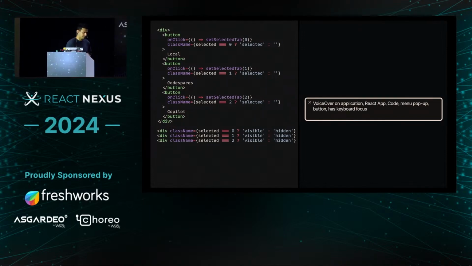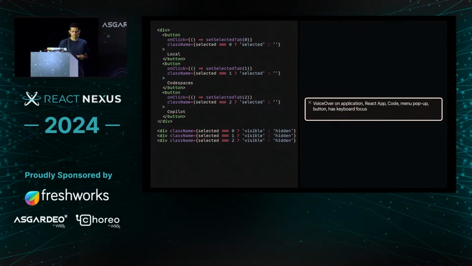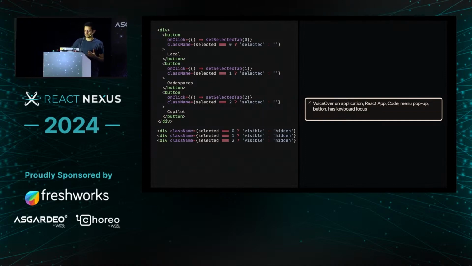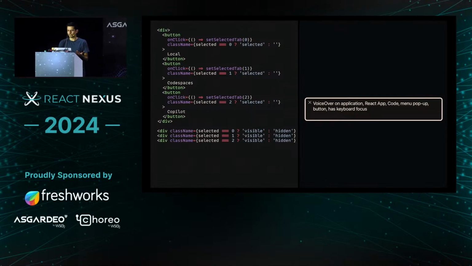VoiceOver on application, React app. All right, so that's how VoiceOver starts. To give you context, it announces where you are. We are in a React app. Code, menu pop-up, button, has keyboard focus. It tells you where the keyboard focus is right now. So in our case, even though we can't see it, we can tell that it's on a button. The button's text is code, and it has a menu pop-up. Because it said it has a menu pop-up, I can press the Enter key to open the menu pop-up.